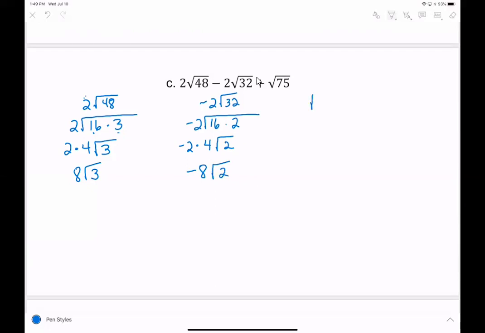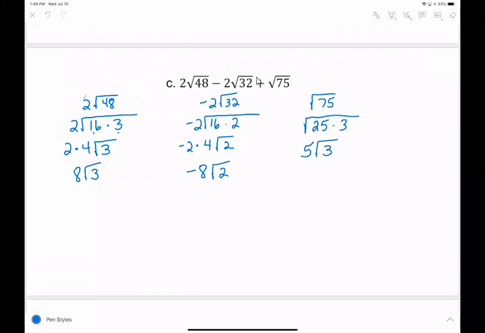And then I'm going to come over here and do the 75. The largest perfect square factor is 25. 25 times 3 is 75. So the square root of 25 gives me 5, and then the 3 stays under.